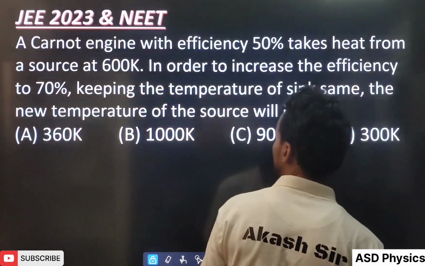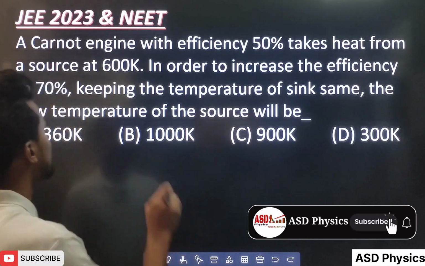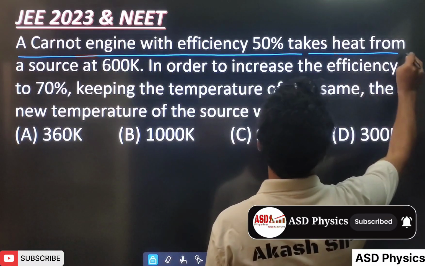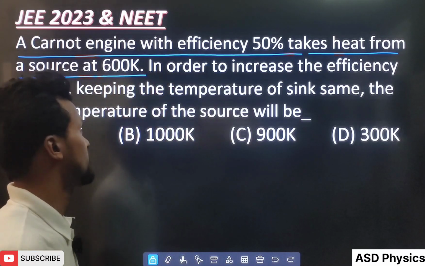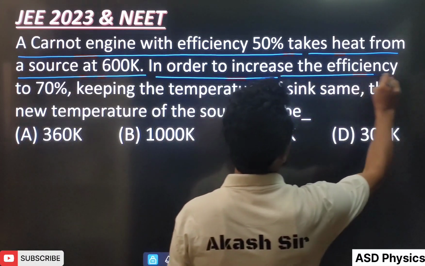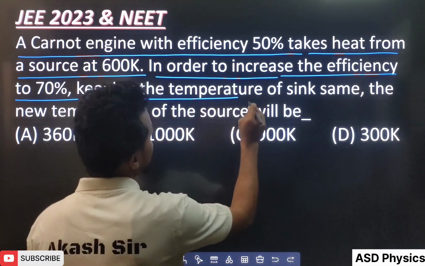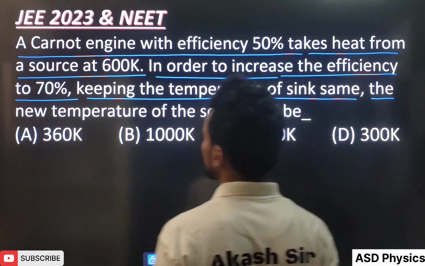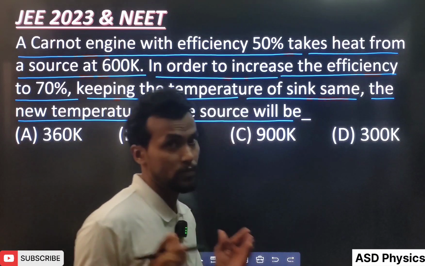After that, what is happening, students? Here also we have to use the same basics. The question is: a Carnot engine with efficiency 50% takes heat from a source at 600 Kelvin. In order to increase the efficiency to 70%, keeping the temperature of the sink the same, the new temperature of the source will be how much?